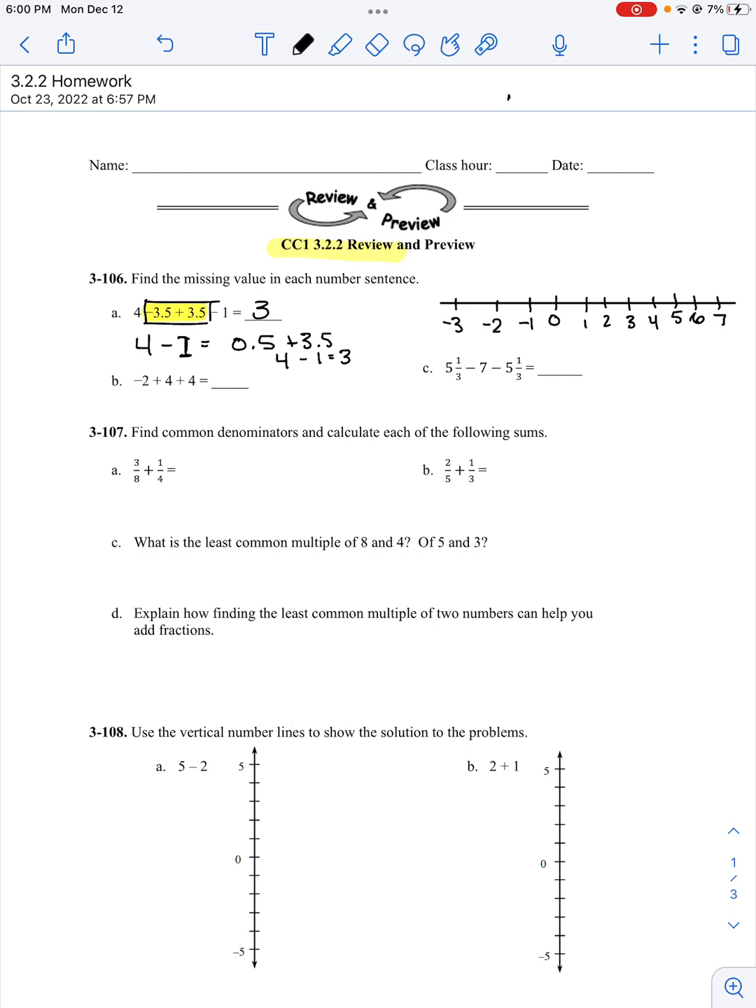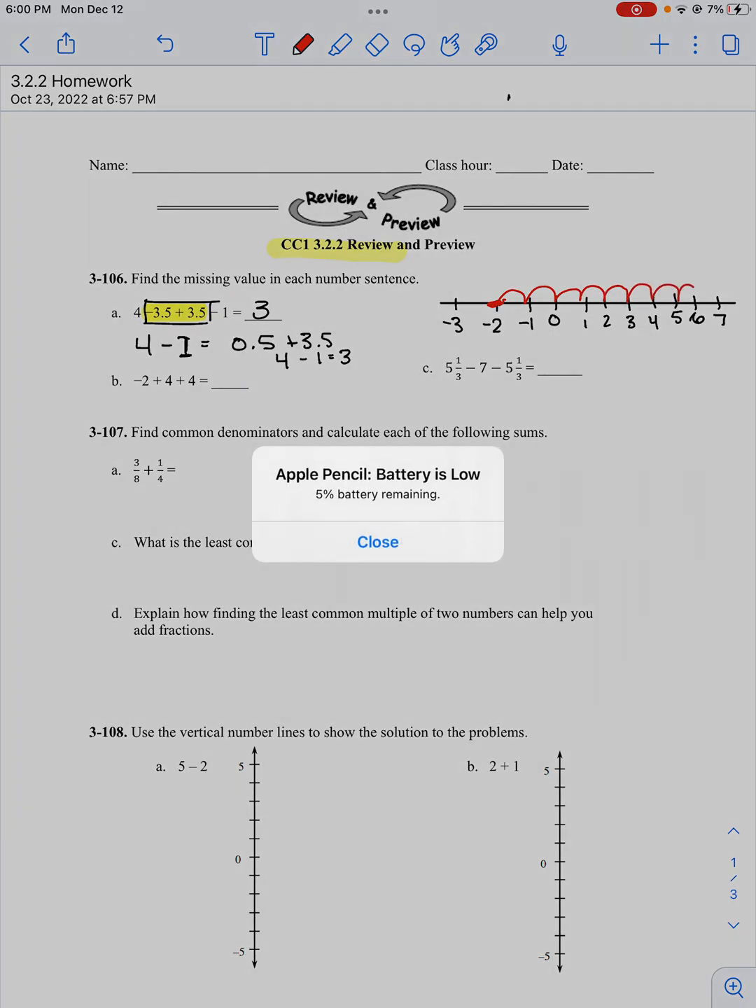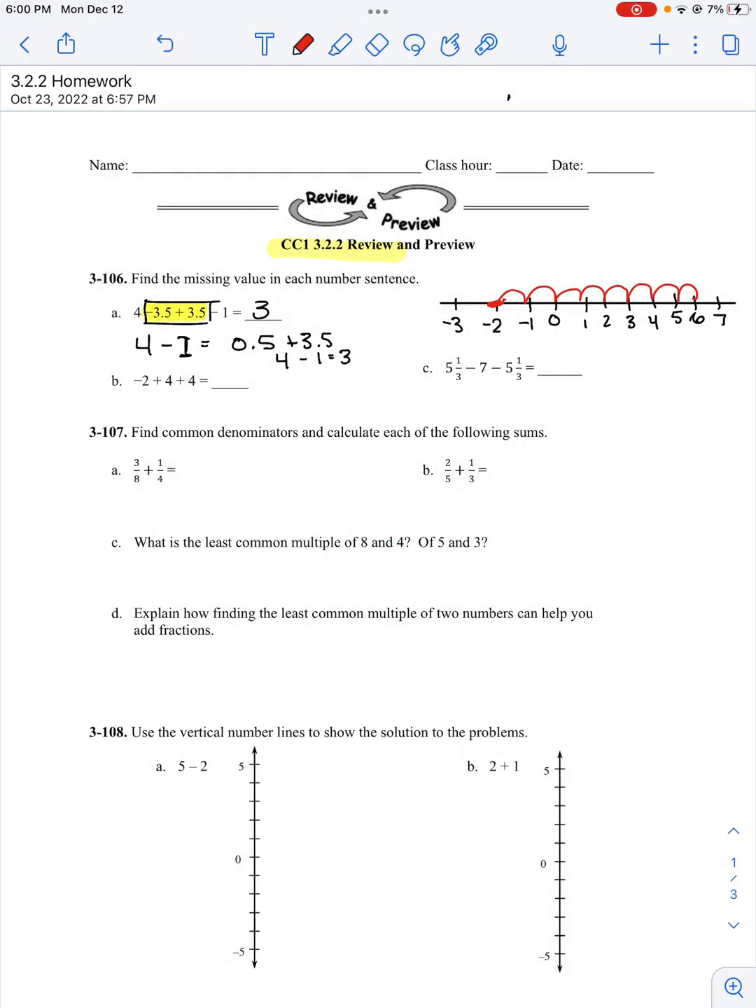Okay. Next problem. Part B, -2 plus 4 plus 4. For this one, I'm going to use a number line. I start at -2 and I go 4. So 1, 2, 3, 4. And I add 4 more. 1, 2, 3, 4. Add 4 more. 1, 2, 3, 4. I end up at 6.